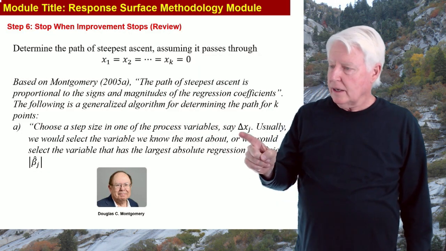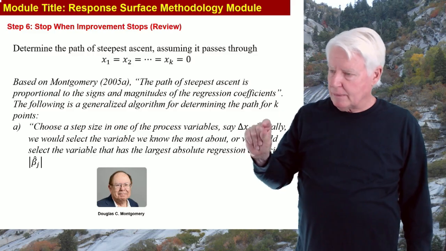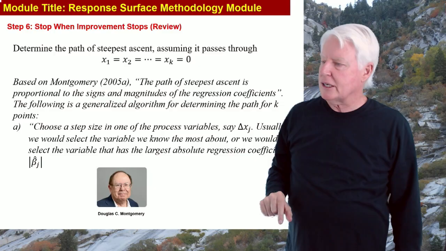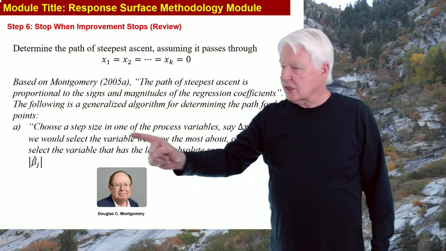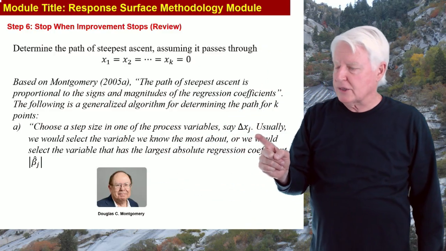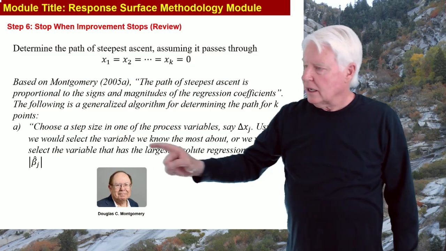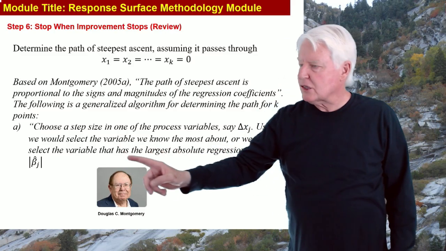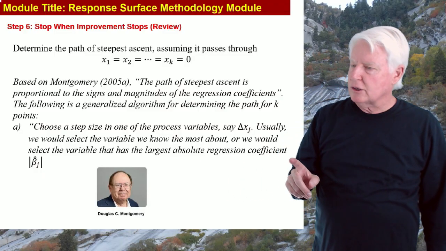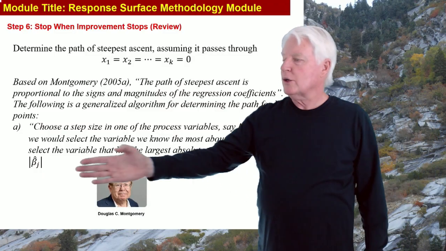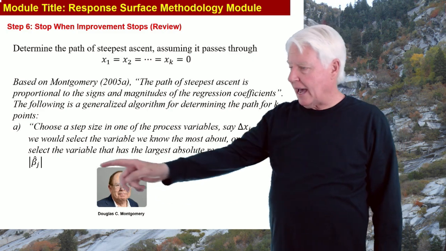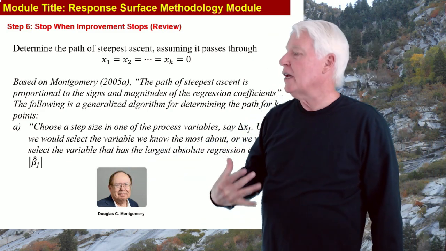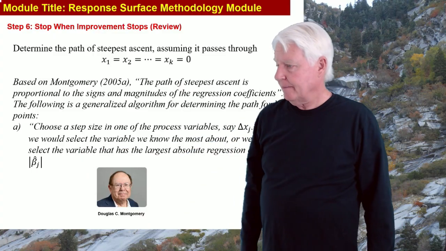There it is right there. And change of x means how much you change. Remember, we changed 20 degrees temperature and 10 degrees pressure, I believe. Choose a step size in one of the process variables, say change in xj. Usually we would select the variable we know the most about, or we would select the variable that has the largest absolute regression coefficient, which we call beta j. The hat on top, by the way, just means we've used the data that we have to estimate that.